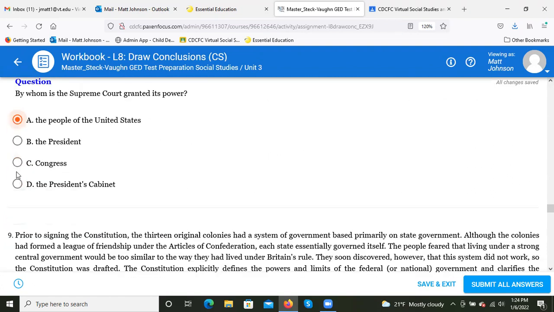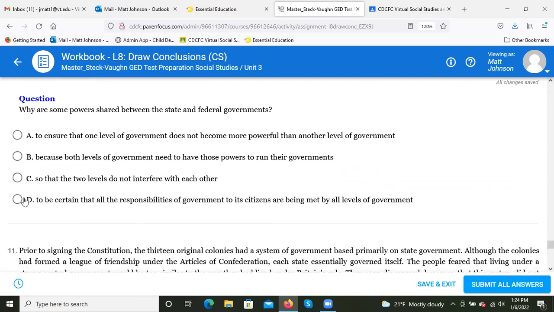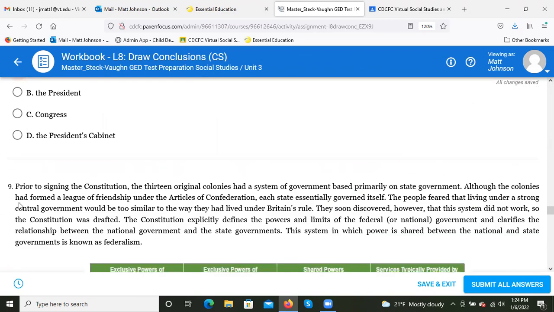All right. Let's see here. We've got three more. We'll go ahead and read this one, and we have a table to look at underneath here.